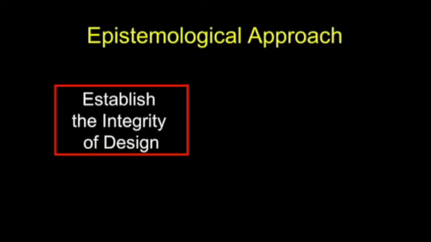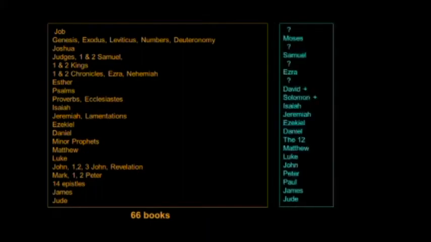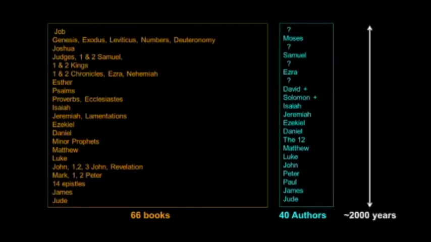What's our epistemology? It is the study of knowledge, its scope and limits. What is our epistemological approach to this whole subject here? Well, the first thing we do is to establish the integrity of the design. We're talking about the Bible, to understand its integrity as a single piece. What do I mean by that? We have 66 books that were penned by over 40 authors, at least 40, we don't know how many exactly. And all this occurred over several thousand years.